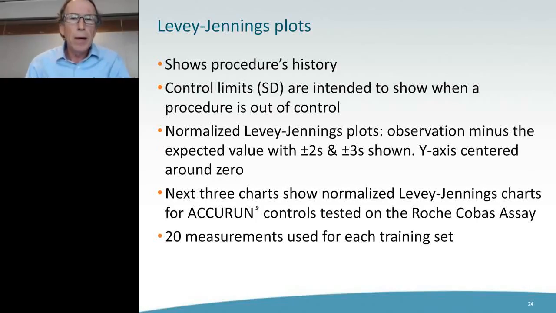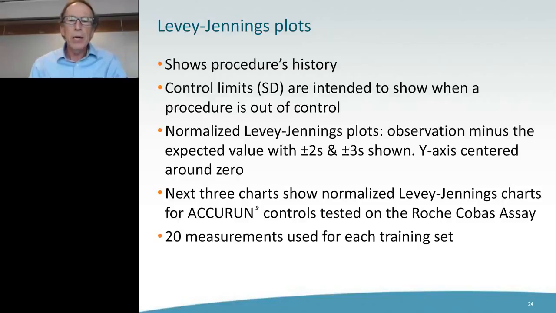So a Levey-Jennings plot, as I said earlier, really shows the results over time, and you can set your control limits at 2 or 3 standard deviations from the average run, and it gives you a nice quick visual to see when a procedure is out of control or trending out of control. And what we're going to show is actually normalized Levey-Jennings plots. So in this case, it's the observation minus the expected value. So the expected value is the average for that lot. And we show the graphs with plus and minus 2 standard deviations or 3 standard deviations. And so the y-axis is actually centered around 0 since these are normalized.